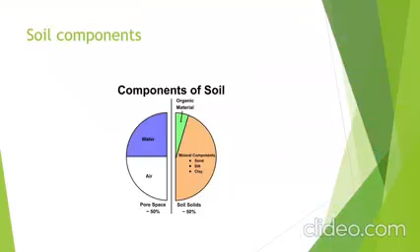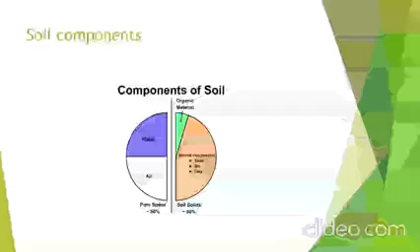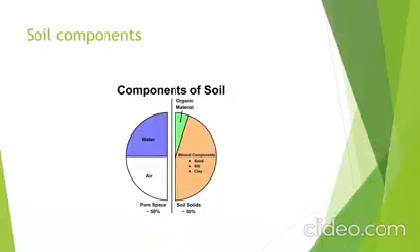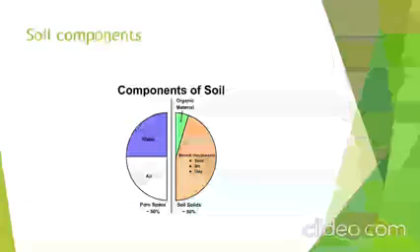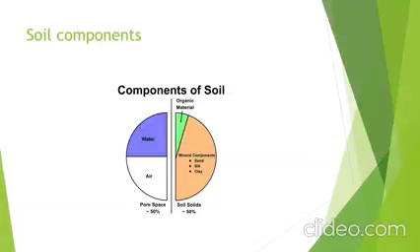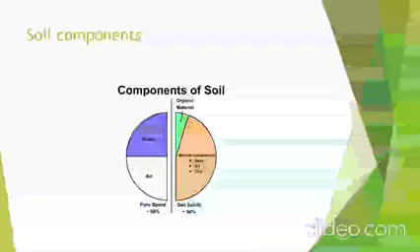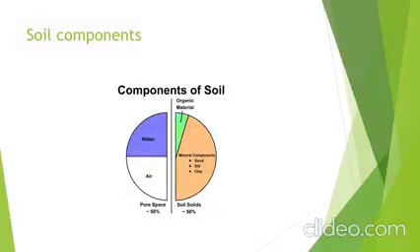So soil consists of four components, which are soil water, soil air, the mineral particles or the mineral matter, then organic matter. So these are the components of soil, and they are very important. It's very important for us to know what each of these components is used for by the plants that grow on the soil. So we're going to be looking at that.